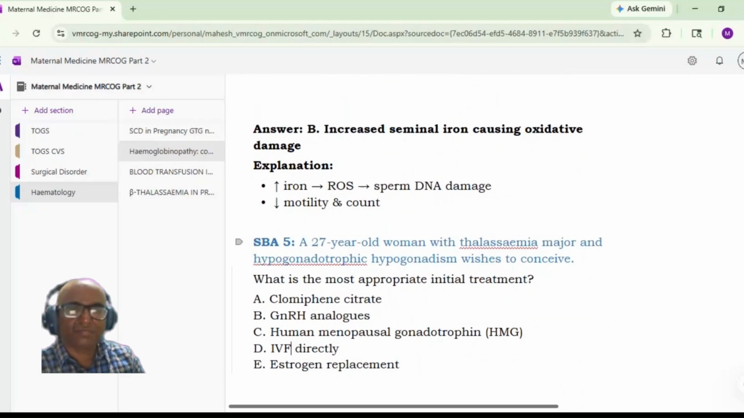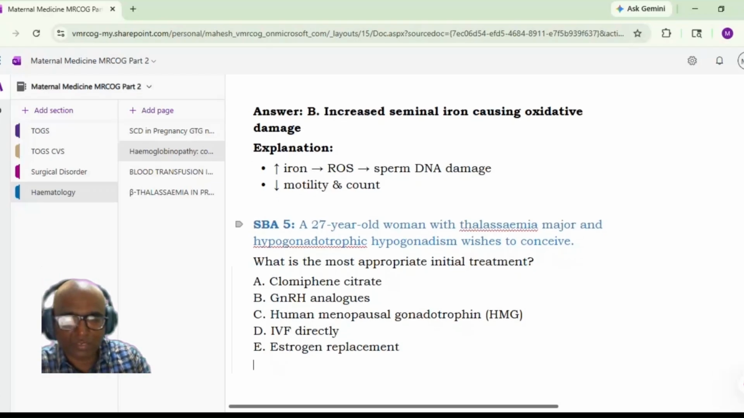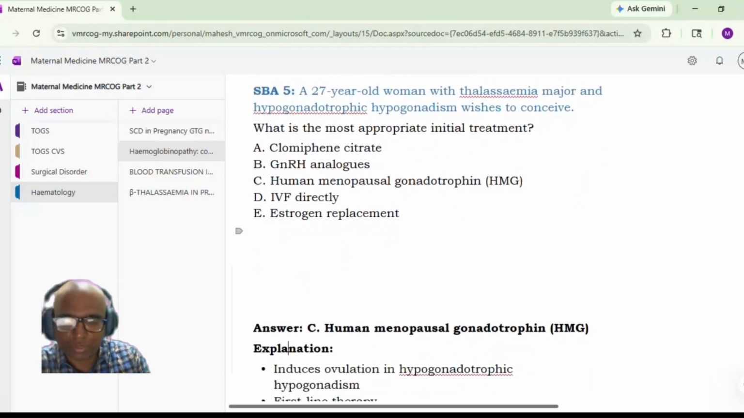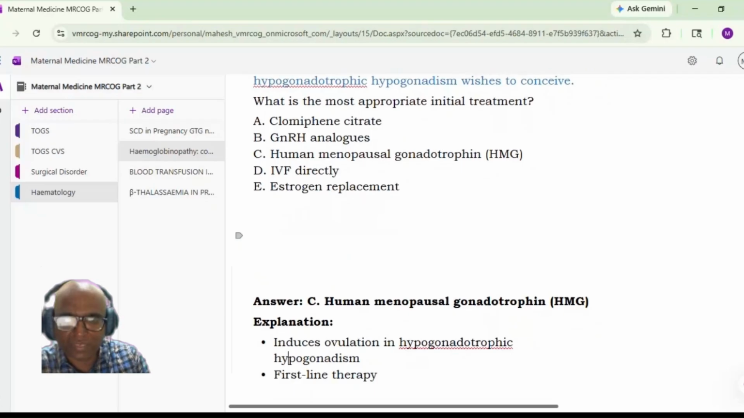Next. A 27-year-old woman with thalassemia major and hypogonadotropic hypogonadism wishes to conceive. What is the most appropriate initial treatment? A. Clomiphene citrate, B. GnRH analogs, C. HMG, D. IVF directly, E. Estrogen replacement. It is C, HMG. Yes, gonadotropins are required here. They induce ovulation, and are the first-line therapy in hypogonadism.